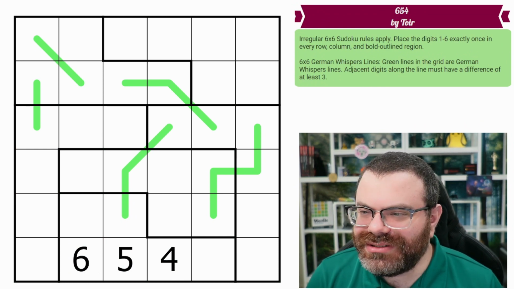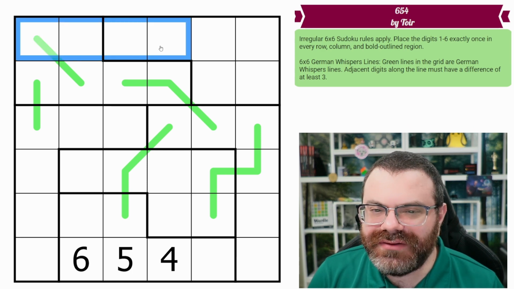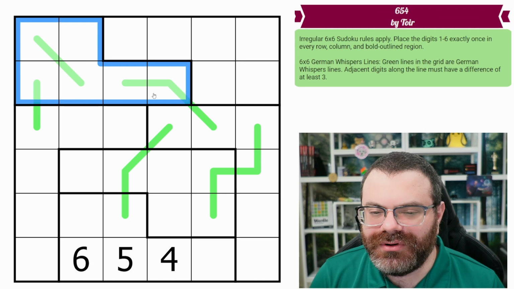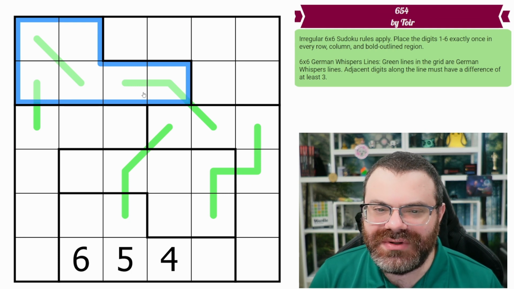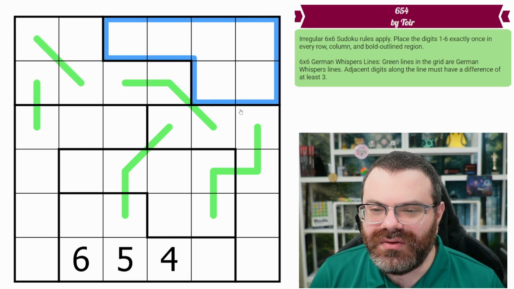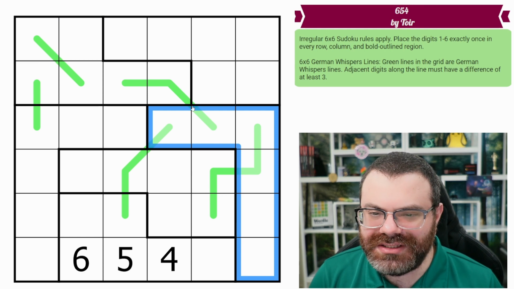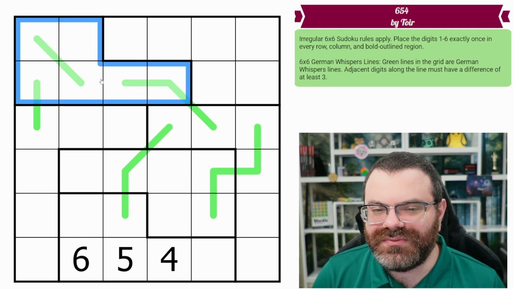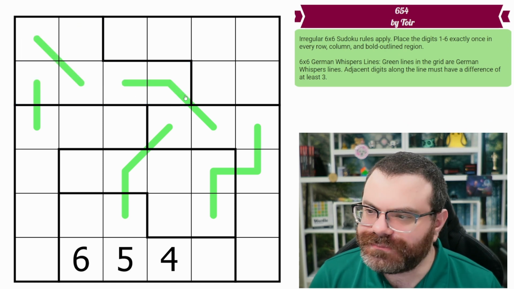So we have irregular 6x6 Sudoku rules. That means in every row, every column, and every bold outlined region, we're placing the digits 1 to 6 exactly once each. These bold outlined regions work exactly the same as boxes, they're just differently shaped. We don't have the normal boxes. Instead, we have these what are called irregular regions.